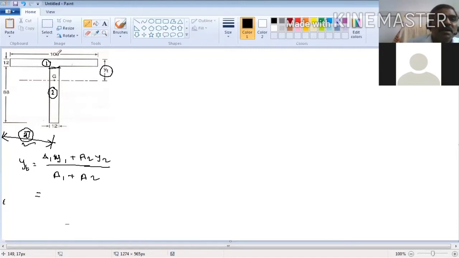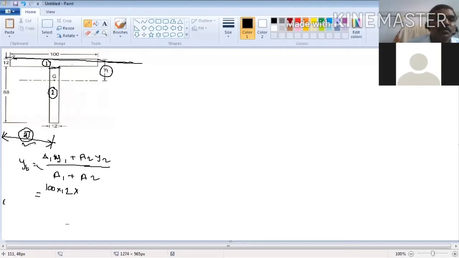What is a1? 100 into 12. Plus a2, which is 88 into 12. Then 100 into 12 multiplied by y1 value. What is y1? You can take any axis as a base. Let us take this line as the base. I am calculating all the values in terms of this axis. So area 1 is 100 into 12, and y1.